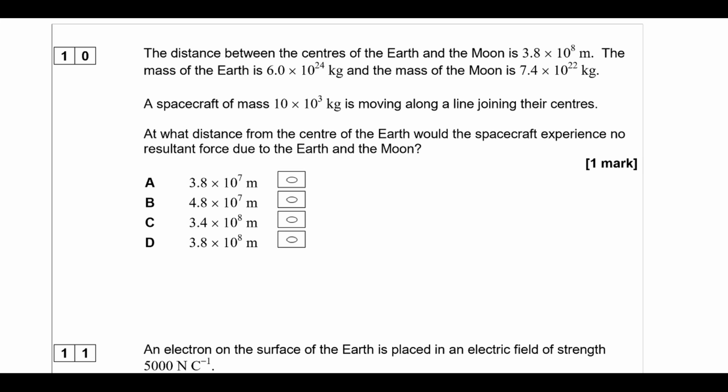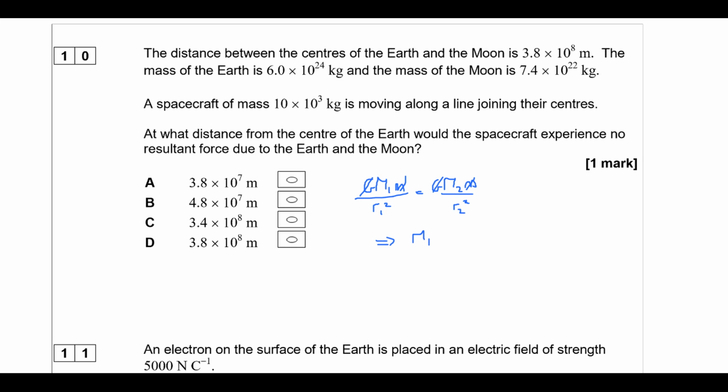Okay, so we've got the distance between the Earth and the Moon, and we've got their masses, and we want to know where a spacecraft can be for it to experience no force. So if it's going to experience no force, essentially what we can do is equate the two force expressions like this, and we've got this one m over r2 squared. And we can cancel out things that are the same on both sides, and we end up with this one here.